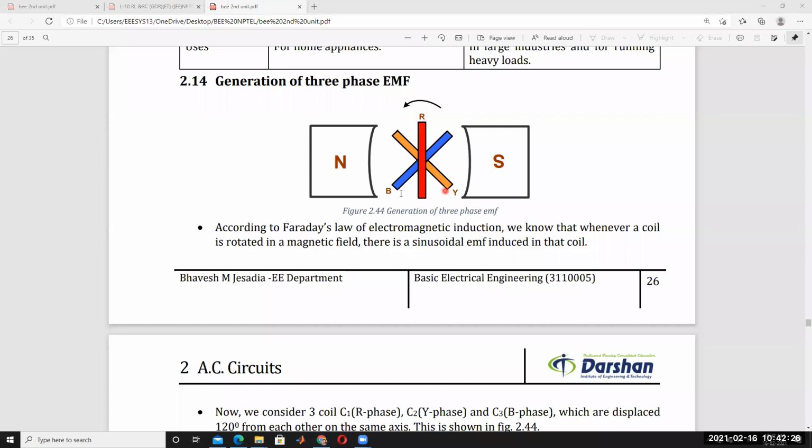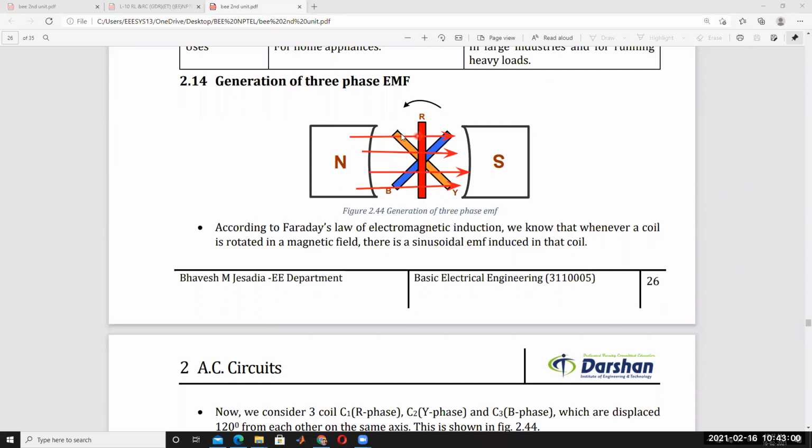R phase, Y phase, B phase. All rotating conductors are placed in a stationary magnetic field, with a north pole and south pole. The flux lines are passing from north to south, linking to the secondary side. It's clear? The flux lines are moving in this direction. Am I right? On that, these conductors are rotating.